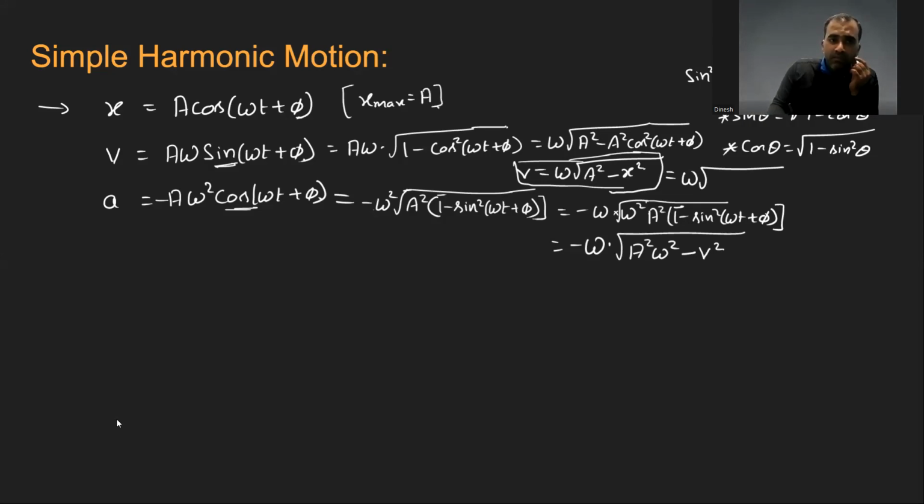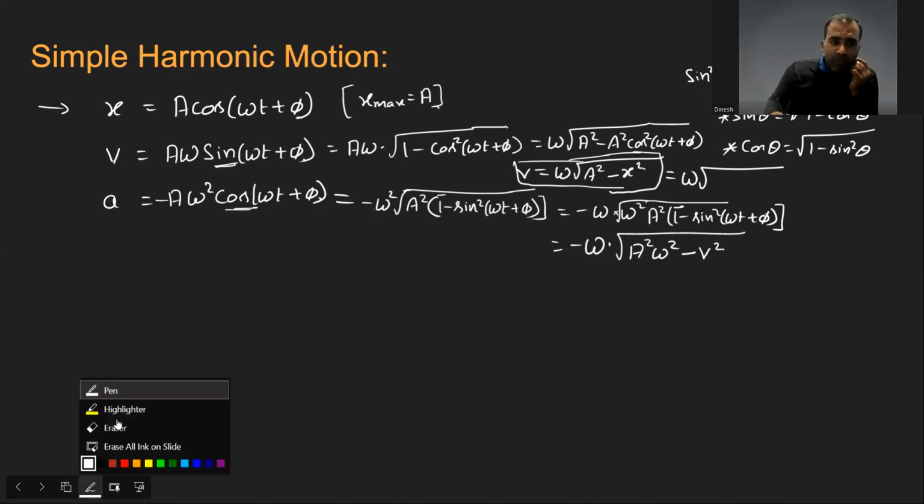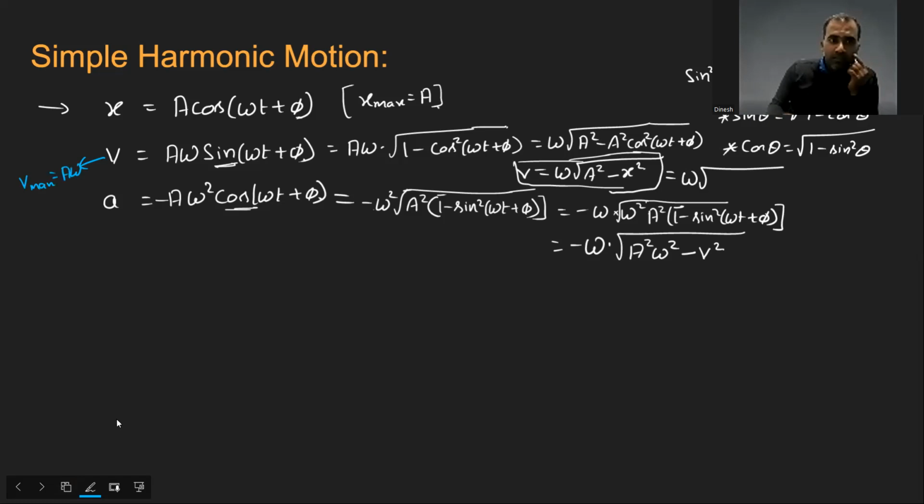Is that okay? Similarly, can you tell me what is the maximum value of velocity possible? Vmax possible is how much? Can we write A omega? And what is the maximum acceleration possible? A omega square. Yes, omega square is the maximum magnitude. You can write plus or minus, the magnitude is the same, A omega square. When cos is minus 1, it becomes plus A omega square, and when cos is plus 1, it becomes minus A omega square.